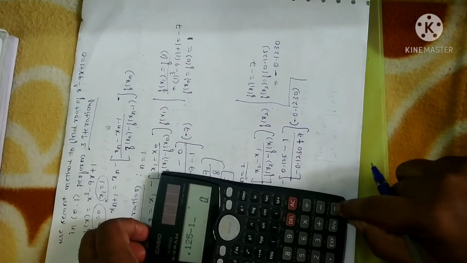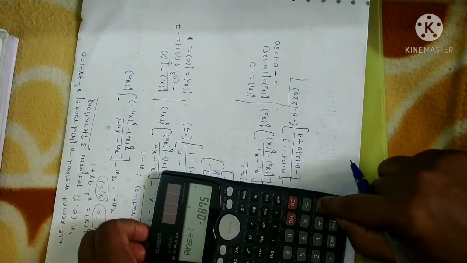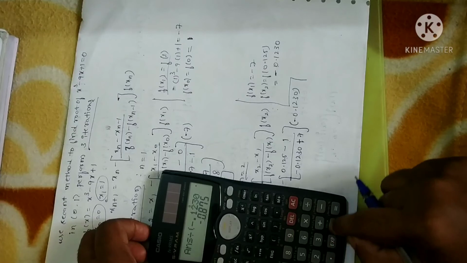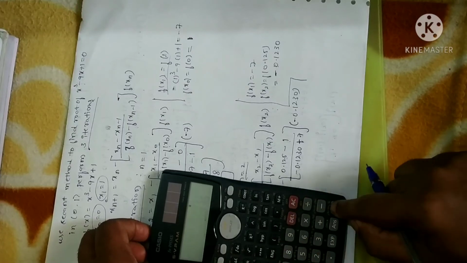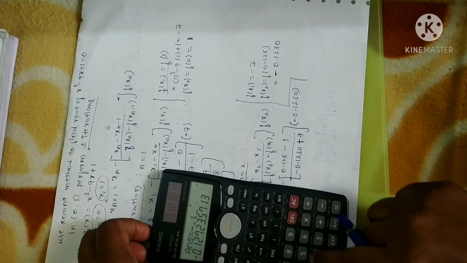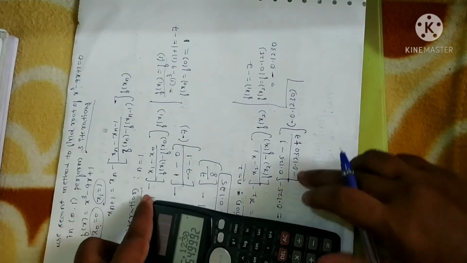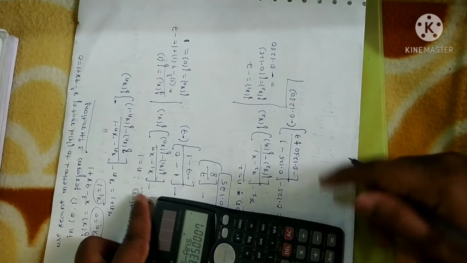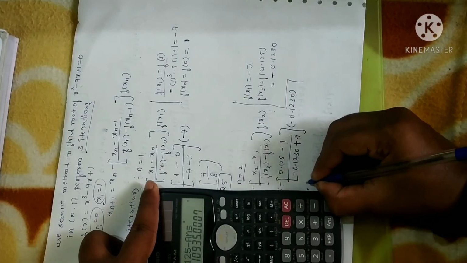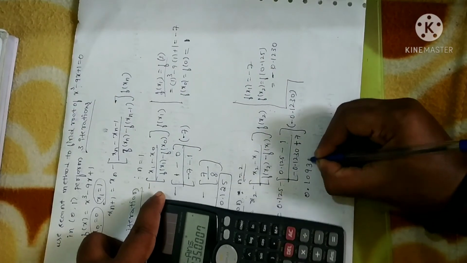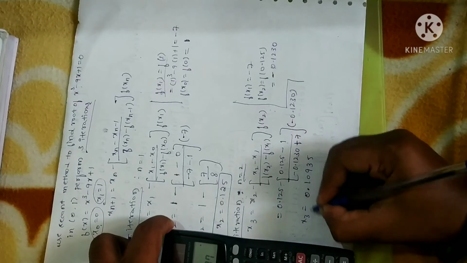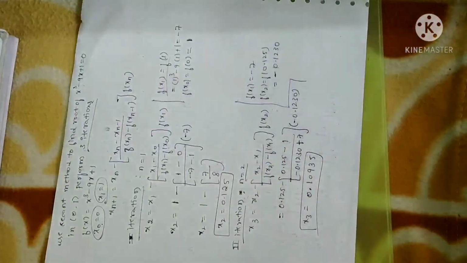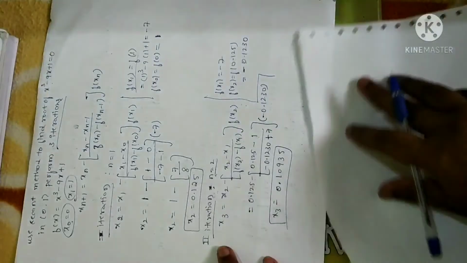0.125 minus 1, the numerator value, divided by minus 0.1230 plus 7, into minus 0.1230. So I have to subtract everything from 0.125, minus the answer. That will give us 0.10935. So the value of x3 is this. Now we have to find up to the third iteration, right? So let me do the third iteration.